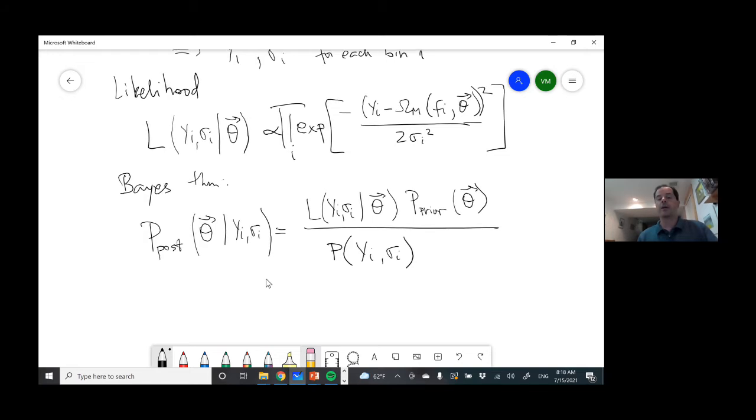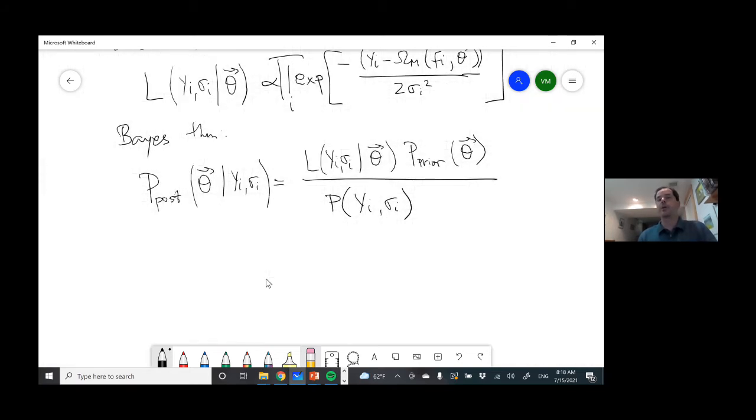So we can, for example, constrain the parameters directly using this posterior distribution. We can ask for 95% confidence intervals for a particular parameter and so on. So this is the statistical way of interpreting the results of the isotropic search.